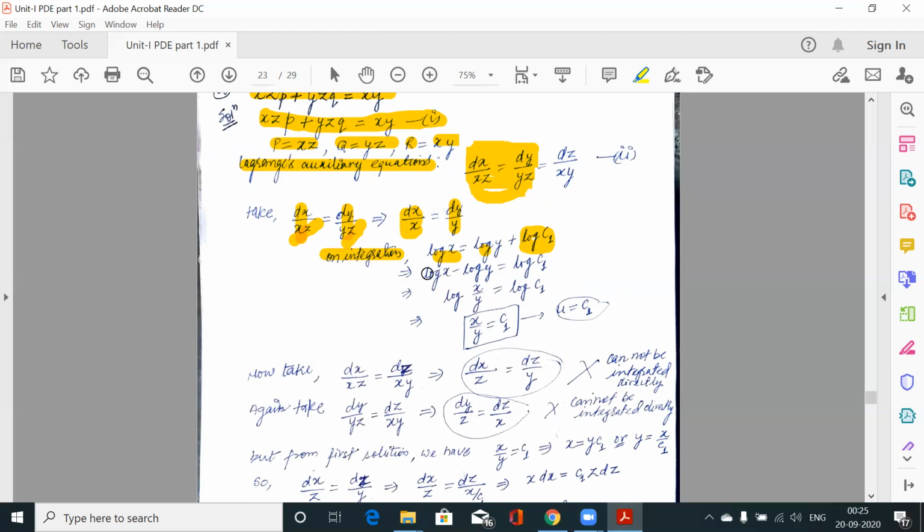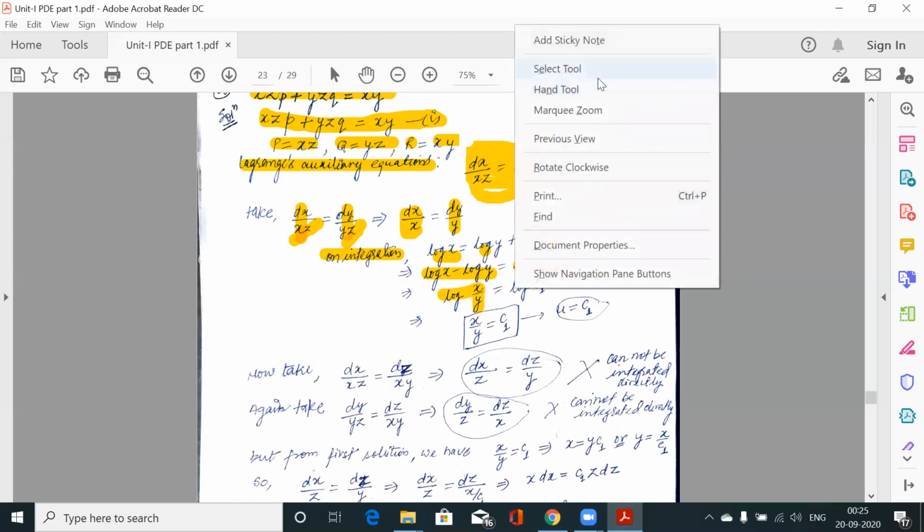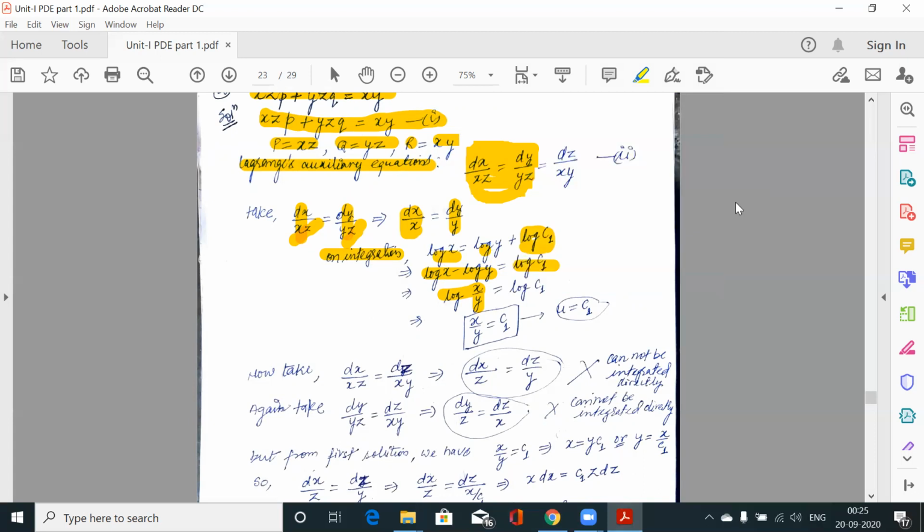So this is log x minus log y is equal to log c1. So log of x over y is equal to log c1. After taking the anti-log, x over y would be equal to c1. So this is our first integration: x over y is equal to c1. So u is equal to c1 is our first integration.